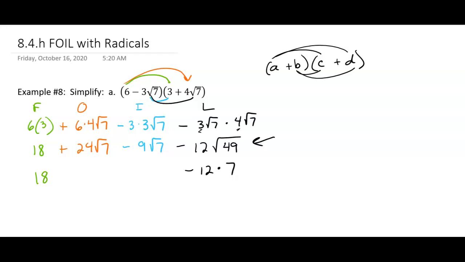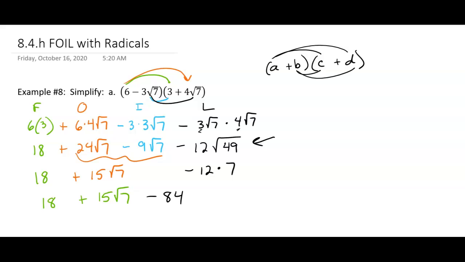But also, we can add these together because they're like terms. 24 square root 7 minus 9 square root 7. They're both apples. What do I get? 15 square root 7. Okay, so I have a little more work to do. I have the 18 plus the 15 square root 7. Those are done. And then it's minus, I think it's 84.